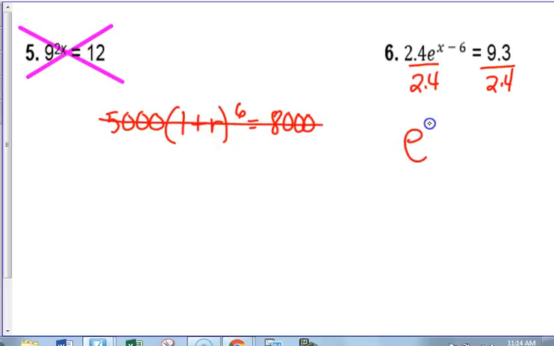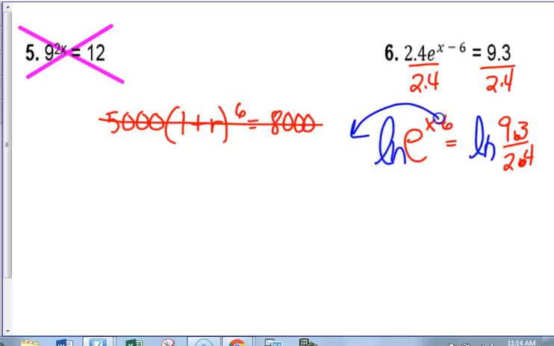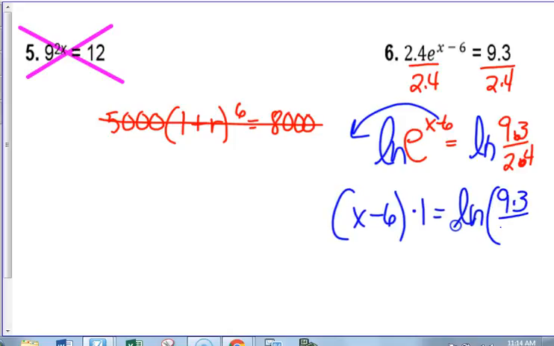All right, so I have e to the x minus 6 equals, I'm going to leave this for a minute. You can divide it, I don't care. That's a 2.4. What do we have to do to both sides? So we're going to take the natural log of both sides, move this out in front. So we end up with x minus 6, ln of e, which is 1, equals the natural log of 9.3 divided by 2.4. And then we're going to have to add 6 and we'll be done.